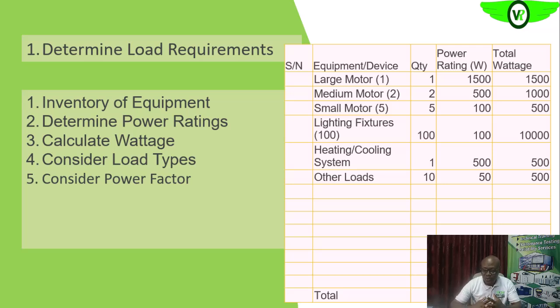Then you also want to consider the power factor of those loads. Remember, the desired power factor should tend to 1. Are you getting it? So those fractions less than 1 are like wastage. So you want to accommodate those wastage, or else your generator will not be able to carry the load.